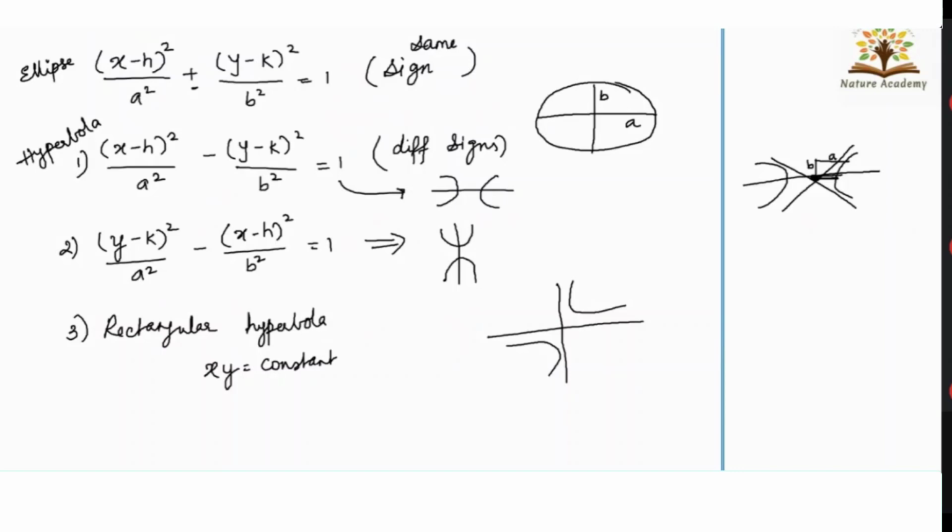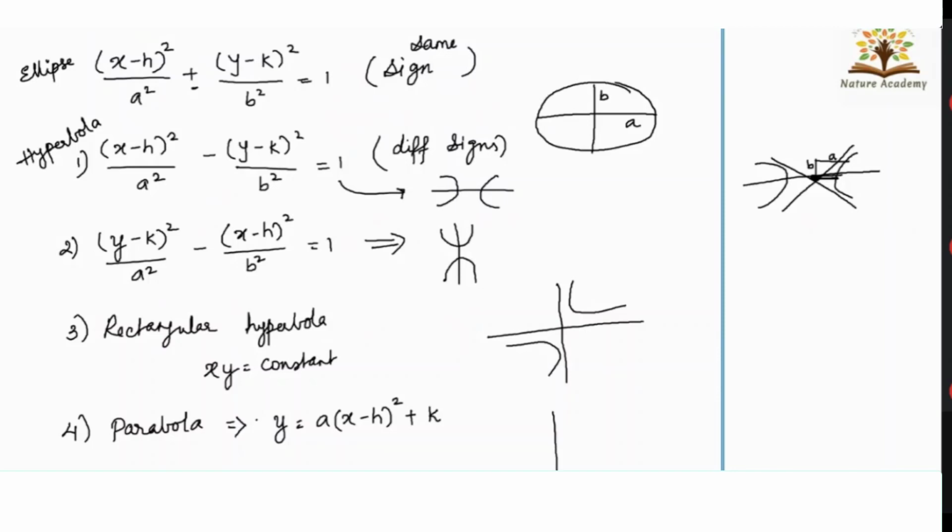And one more curve is remaining, that is the parabola. So nothing can be asked outside these curves, isn't it? Straight line, circle, ellipse, hyperbola, and parabola. So much only is there. Then the equation for a parabola will be y is equal to a into x minus h whole square plus k. What is h? H is the horizontal coordinate of the vertex and k is the vertical.